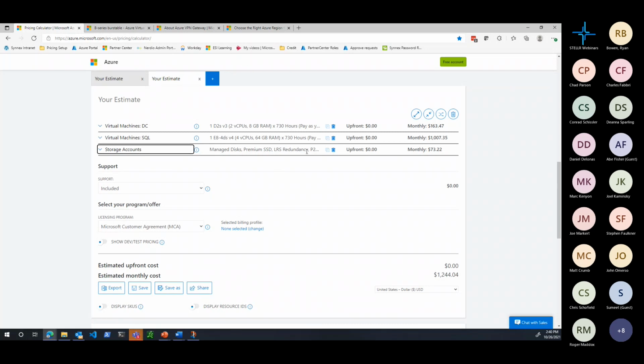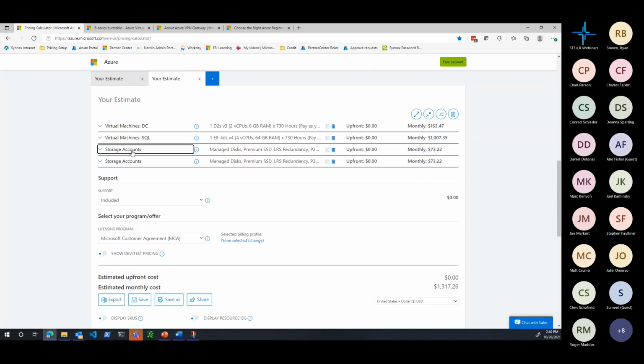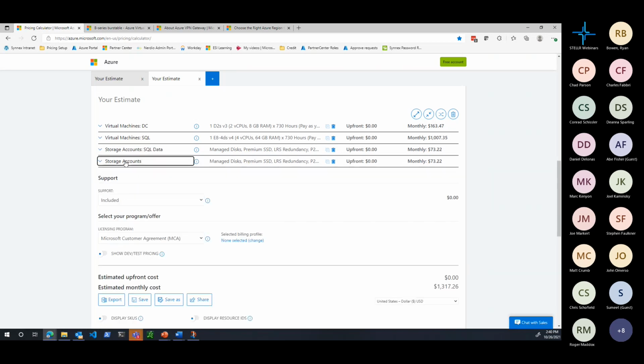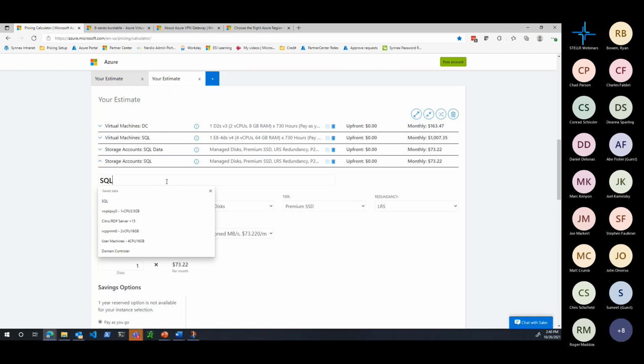I can add another one here, and let's say I call this SQL data. And this one will be called SQL T-logs. Because a lot of times the best practice is separating spindles to make sure that performance is not affected by either one of those functions.